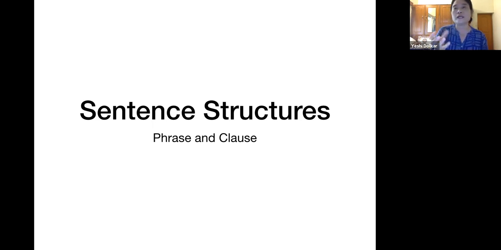So when you divide a sentence into word groups, you get different word groups. Some of these word groups are called phrases. Some of these are called clauses. So a sentence is a combination of phrases and clauses. These are all word groups of words. Okay, so we need to understand this first.